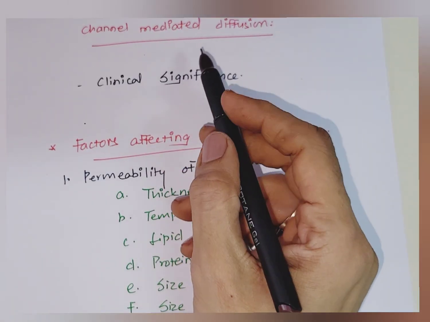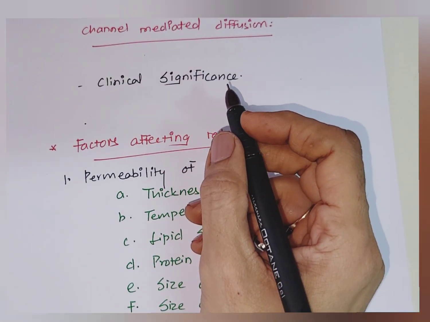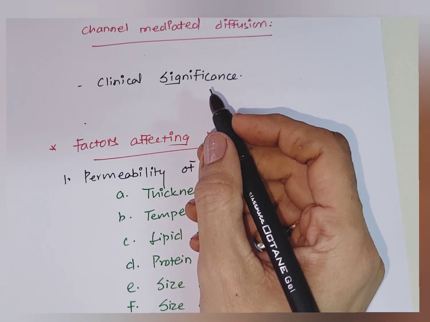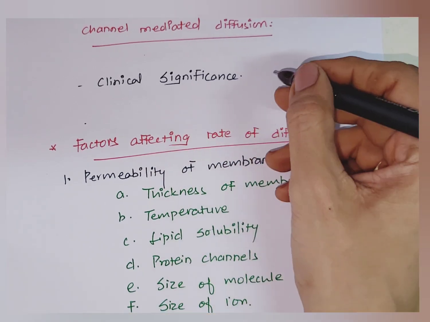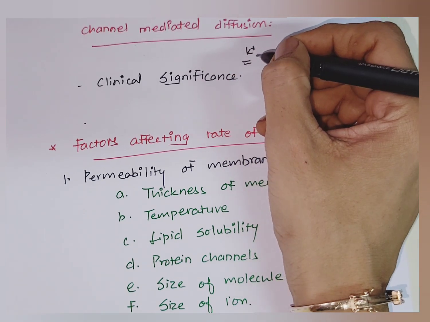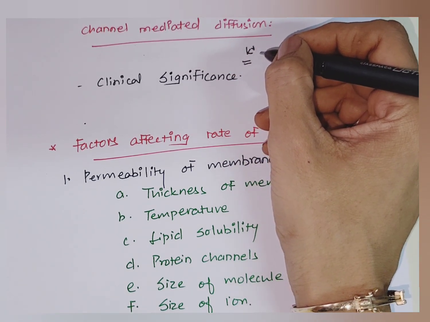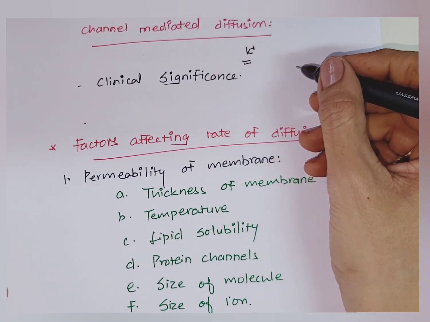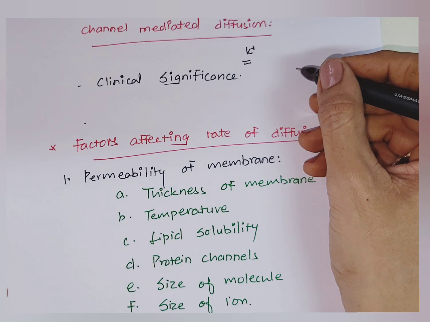Next is channel mediated diffusion. There are ionic channels which are located in the cell membranes, and they are specific for a particular ion. For example, if we are talking about potassium, the potassium channel has 4 similar protein subunits, and they are required for the transport of potassium. Ligand gated cation and anion channels also have different proteins.